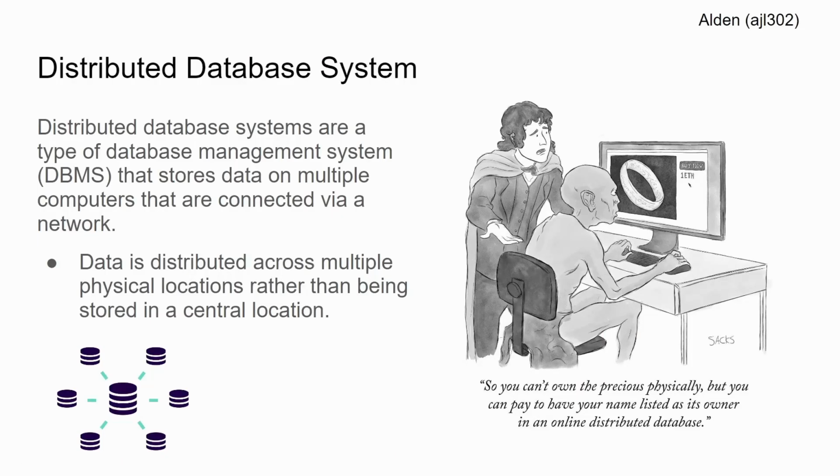So a distributed database system is a type of database management system, or DBMS, that stores data on multiple computers that are connected via a network. In this type of system, the data is distributed across several physical locations rather than one central location.